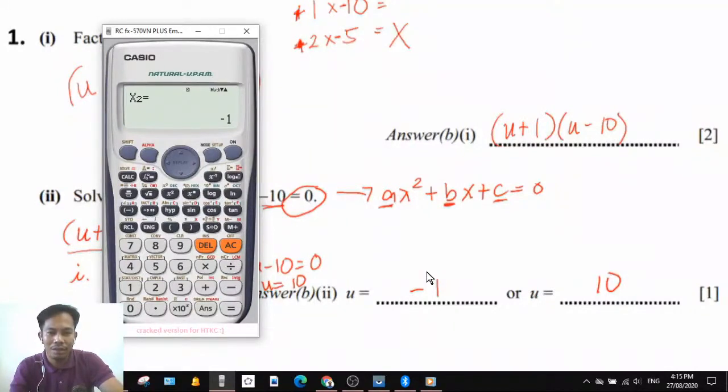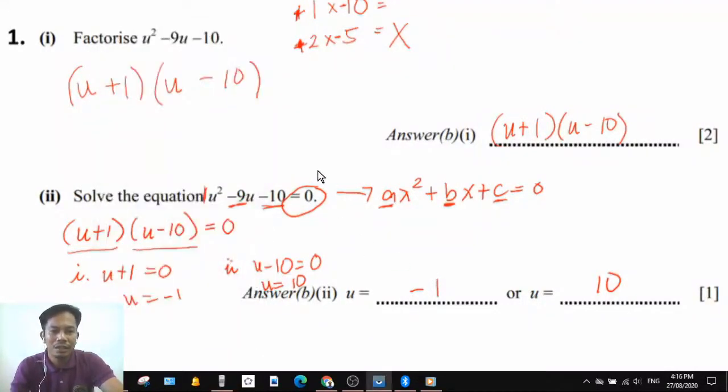Okay, if you use your calculator. Because in here there is no statement that you cannot use your calculator, so you can use your calculator. Common sense.